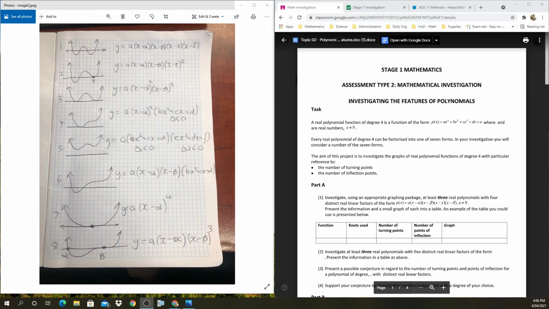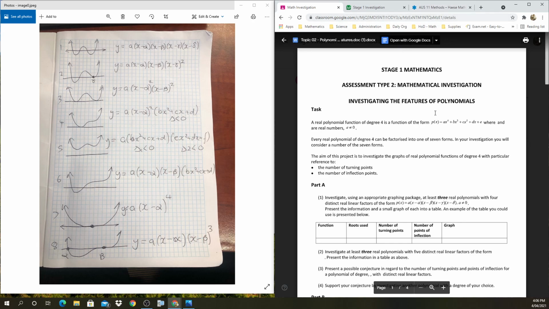Hello, welcome. We are going to go through the first investigation for Mathematical Methods Stage 1, and we're going to be looking at polynomials. So we've been working through polynomials in chapters 2 and 4. Chapter 2 had a lot of work on quadratics.